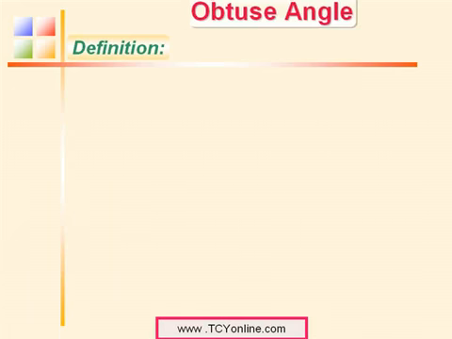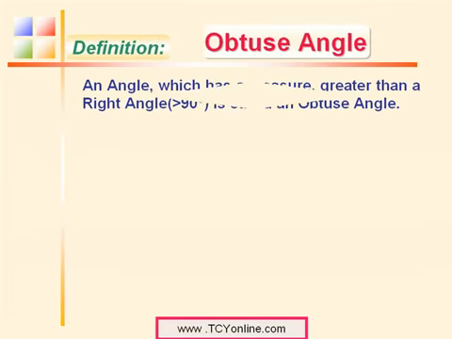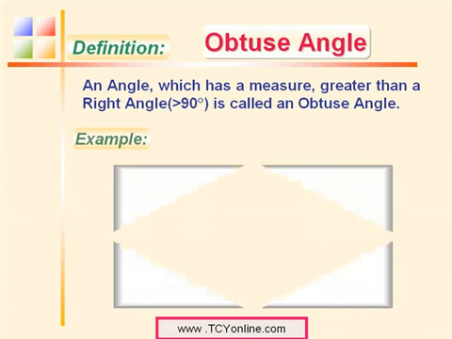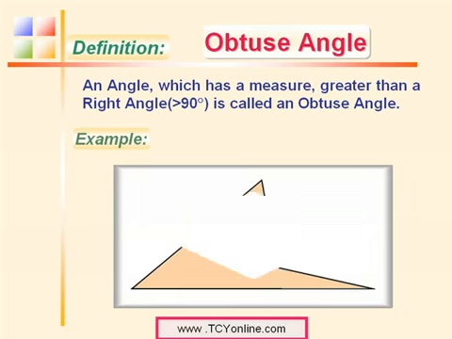Similarly, let's see what is an obtuse angle. An obtuse angle is basically an angle which is greater than right angle, or we can say that they have measure greater than 90 degrees. Let's see an example of an obtuse angle. Over here in this figure, we can see that this is an obtuse angle because it is appearing to be greater than 90 degrees.